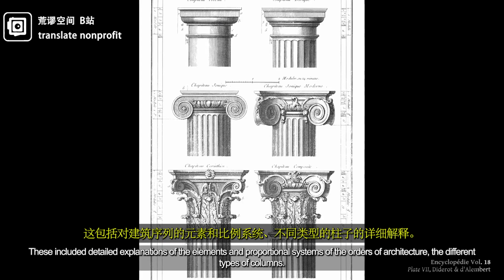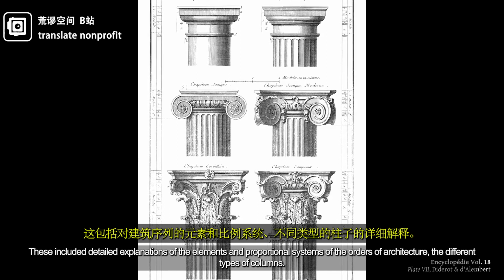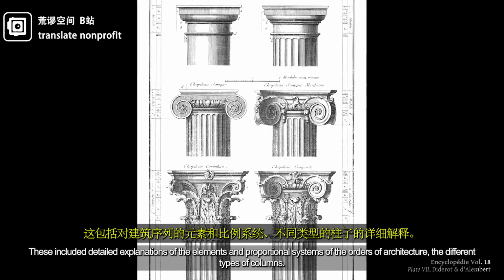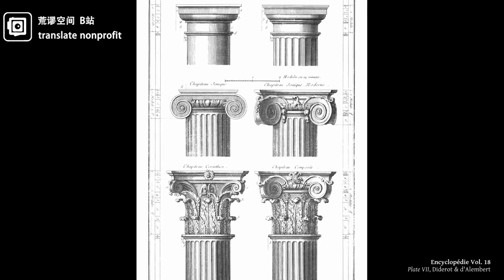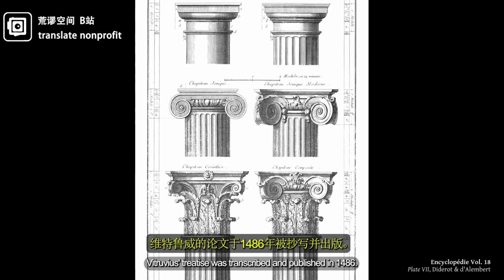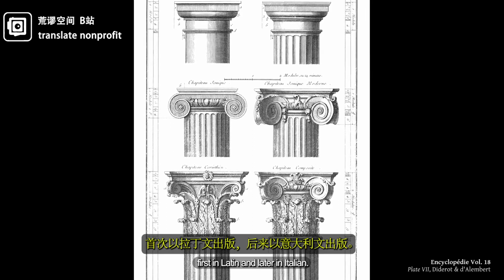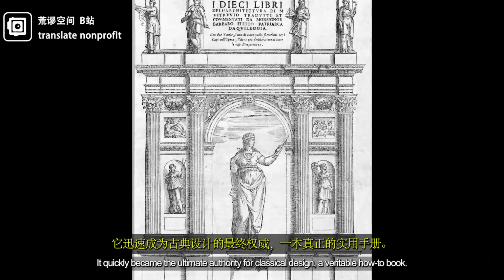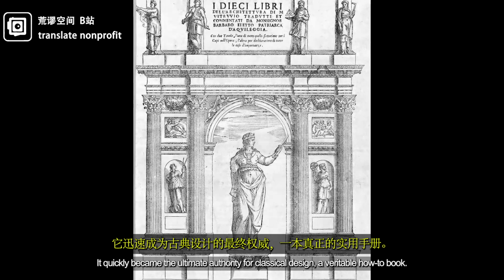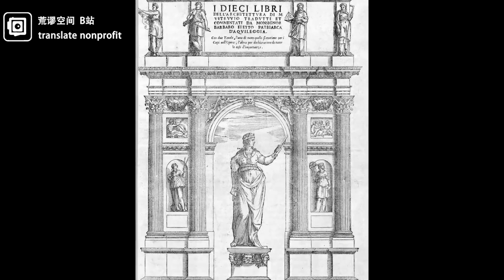These included detailed explanations of the elements and proportional systems of the orders of architecture, the different types of columns. Vitruvius's treatise was transcribed and published in 1486, first in Latin and later in Italian. It quickly became the ultimate authority for classical design, a veritable how-to book.